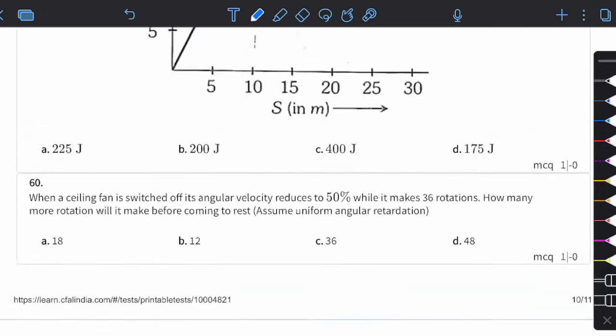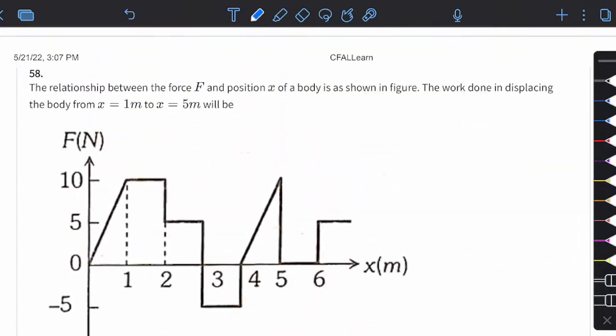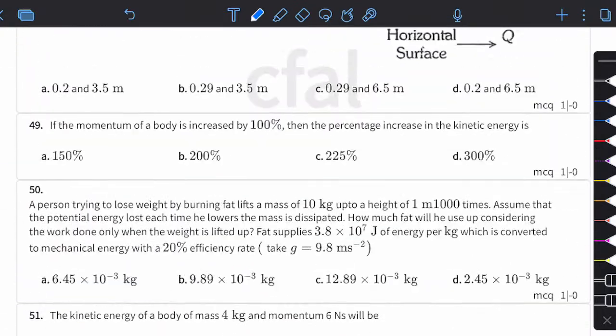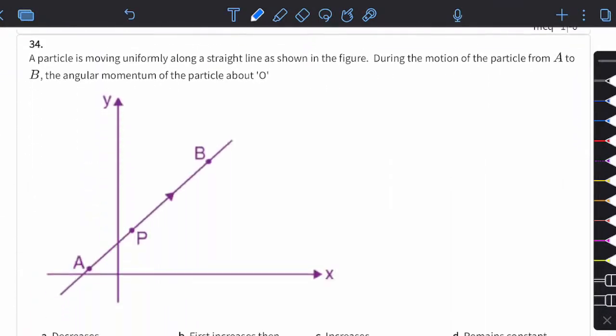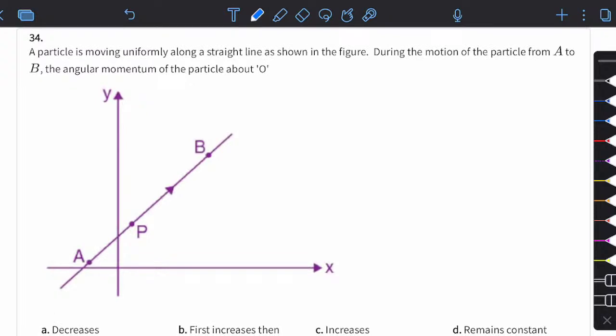Alright, let's now try another nice conceptual question. 34th question. A particle is moving uniformly along a straight line as shown in the figure. During the motion of the particle from A to B, this is A, this is B, what happens to the angular momentum of the particle about O? Okay, there are very tempting options. I'll give you the most tempting one.